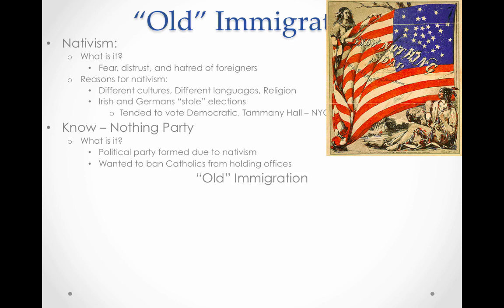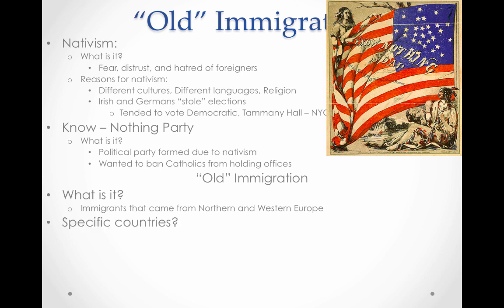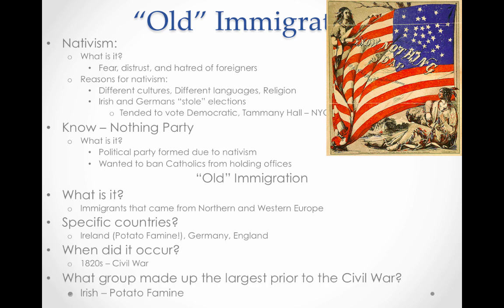Very good. All right, so let's talk about what exactly is old immigration. Well, they are immigrants that came from Northern and Western Europe, and specifically, you have to know these countries. It's mostly Ireland, because of the potato famine, Germany, and England. And it occurred from the 1820s to the Civil War, and the largest group by far was the Irish because of the potato famine.